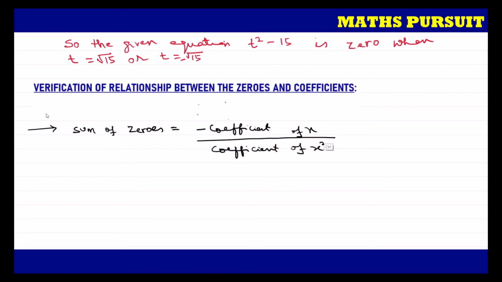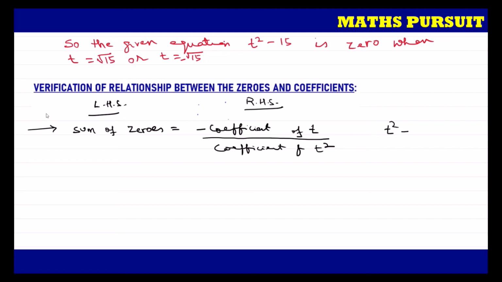And here instead of x I can write coefficient of t, because here the given equation relates to t, not to x, upon coefficient of t to the power 2. And let me rename this side as left hand side of the equation and this side as the right hand side of the equation, because we are going to prove that left hand side is equal to the right side. And the given original equation here is t to the power 2 minus 15.